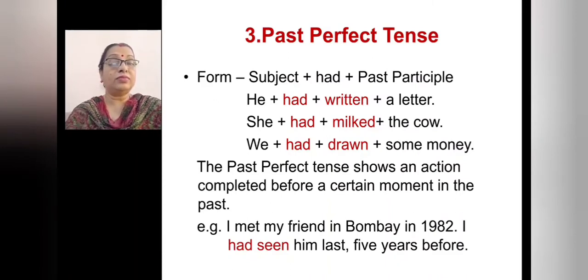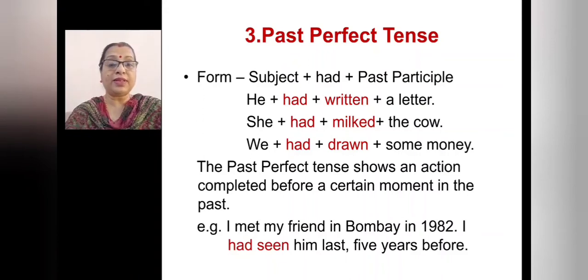Now, let us see past perfect tense. What is the form? Subject plus had plus past participle. He had written a letter. She had milked the cow. We had drawn some money. So here subject and then had and then past participle, right?